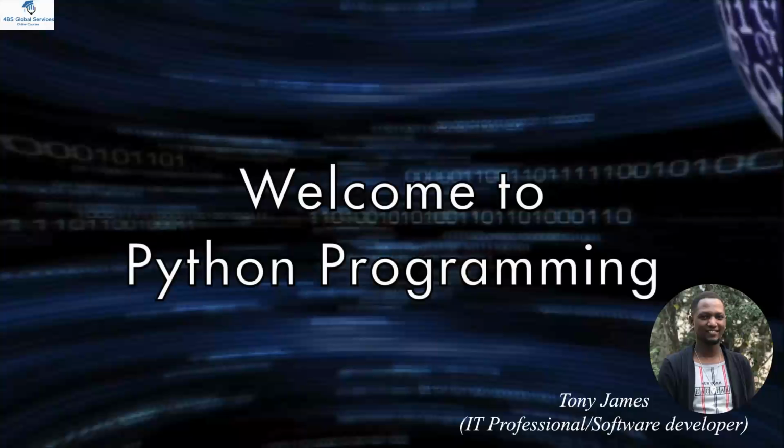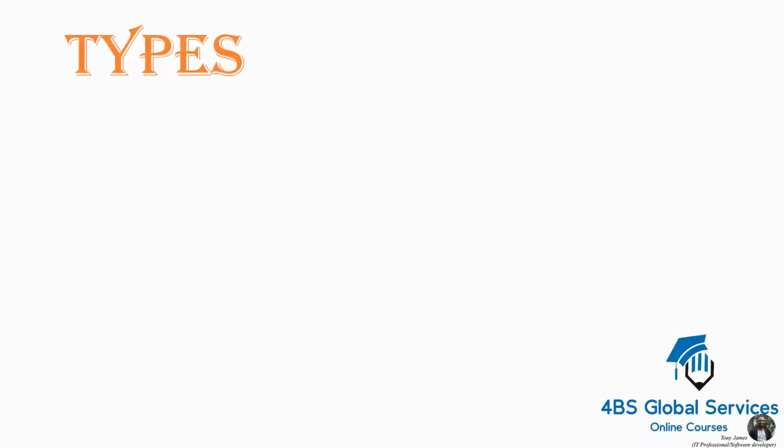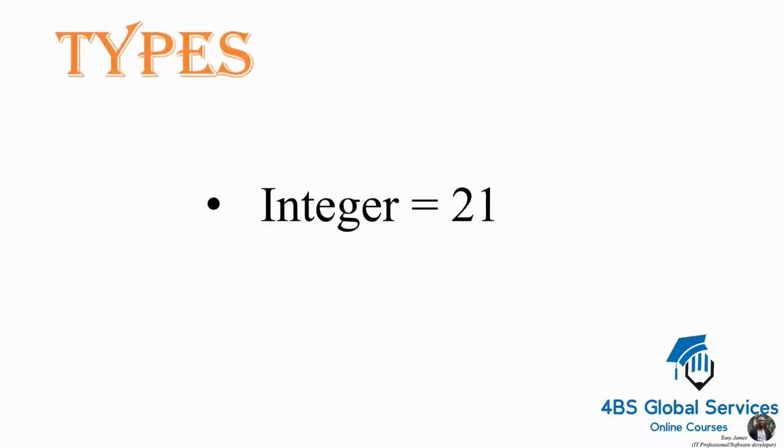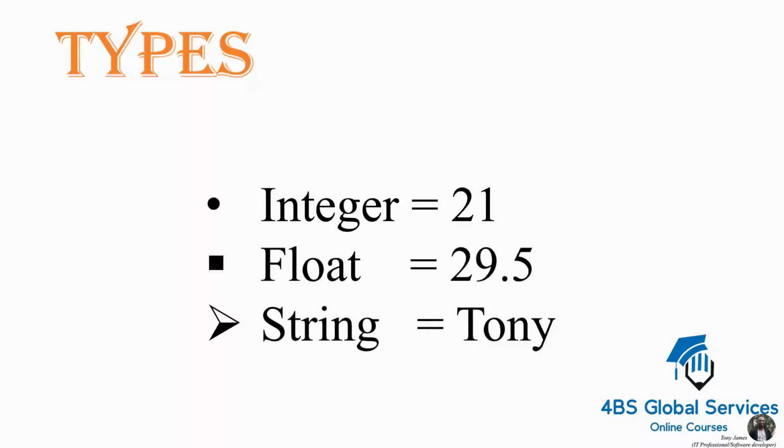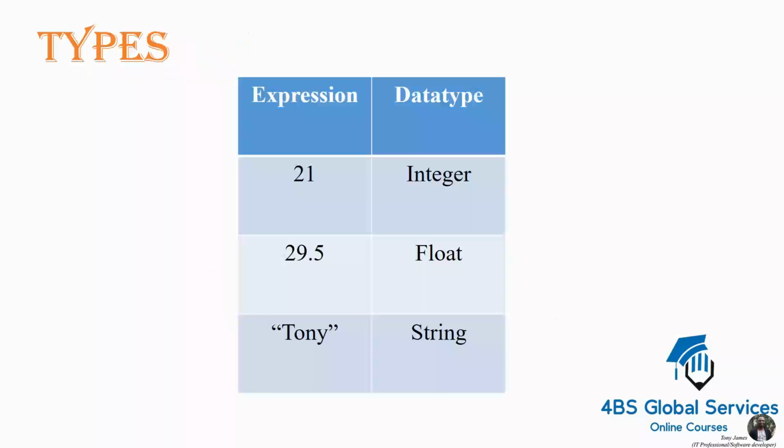A type is how Python represents different types of data. In this topic, we will discuss some commonly used types in Python. You can have different types in Python. They can be integers like 21, real numbers like 29.5, or they can even be words. Integers, real numbers and words can be expressed as different data types.